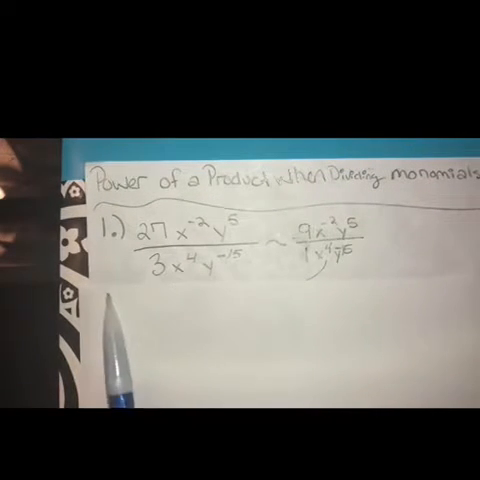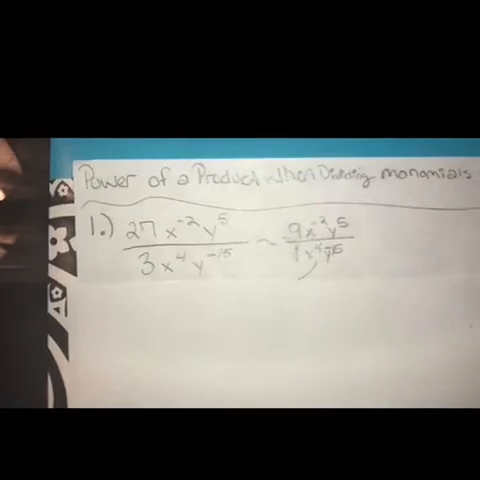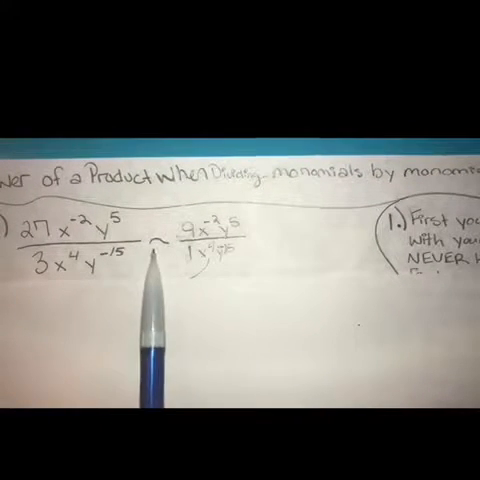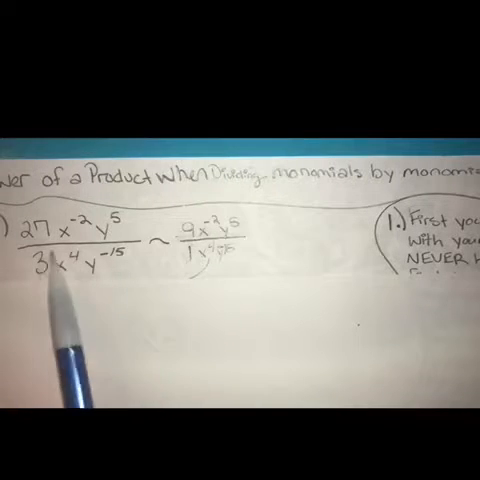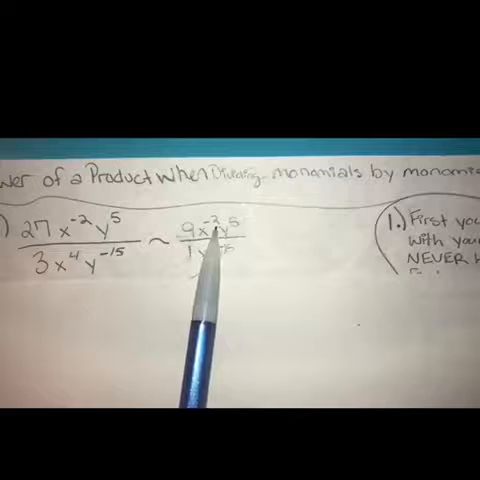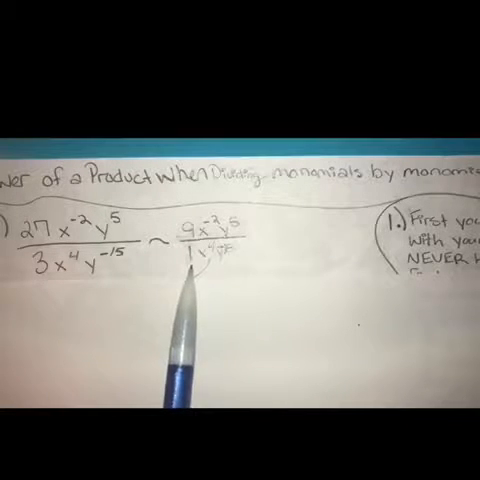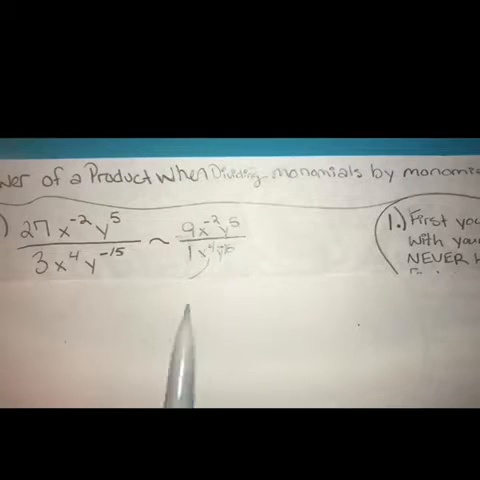Our first step is going to be dividing our coefficients. So 27 divided by 3 gives us 9. I like to put my 1 under here just to represent a number. You don't have to, and it does not change your final answer. So I divided our coefficients, so our new fraction is going to be 9x to the negative second power, y to the fifth power, over 1x to the fourth power, y to the negative 15th power.